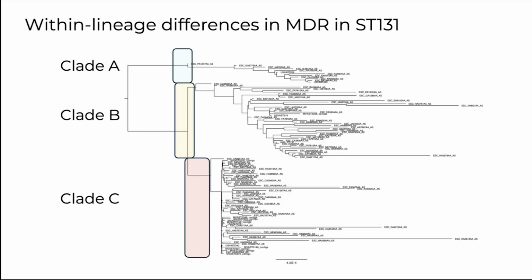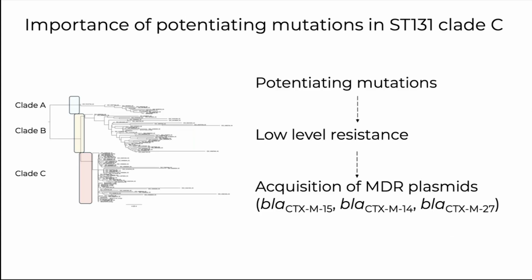This is a phylogenetic tree of ST131, and at the top we have clade A, which is our mostly antibiotic-sensitive clade. It's our ancestral clade. And then at the bottom, we have clade C, which is where we find our globally disseminated MDR clone. And we were really interested in what are the changes that have allowed the expansion of ST131 clade C. And a couple of years ago, we wrote a review about this.